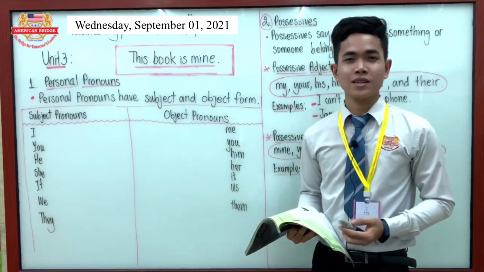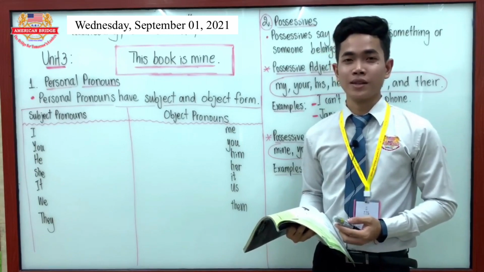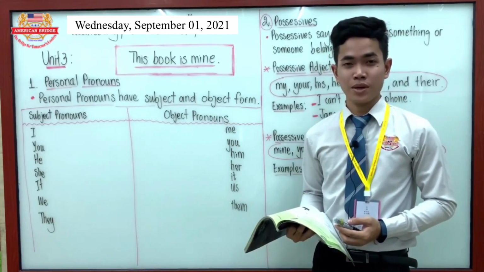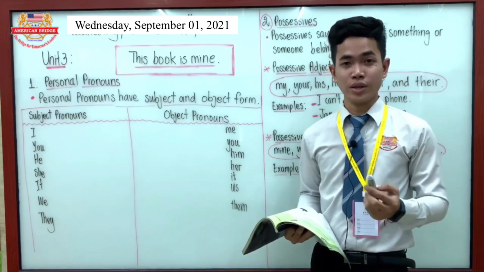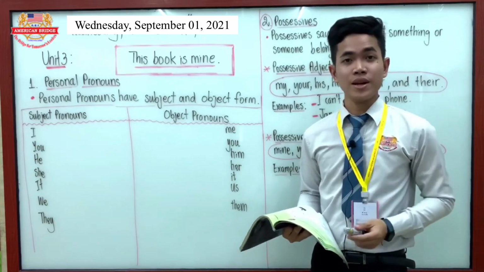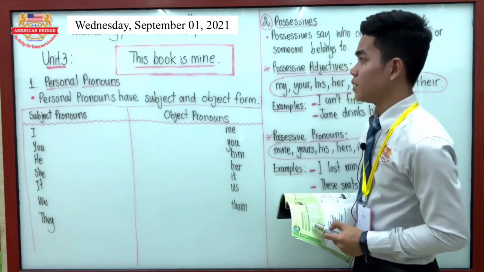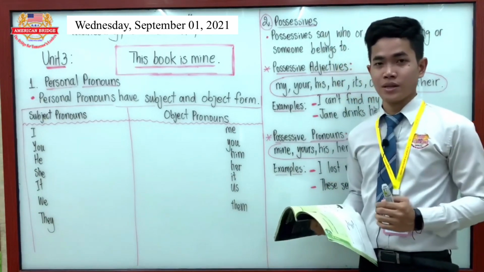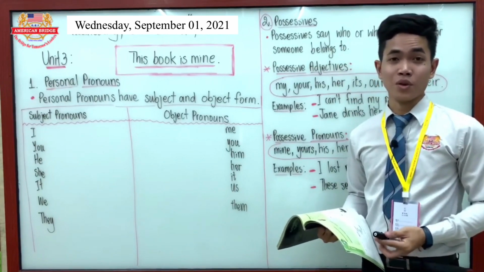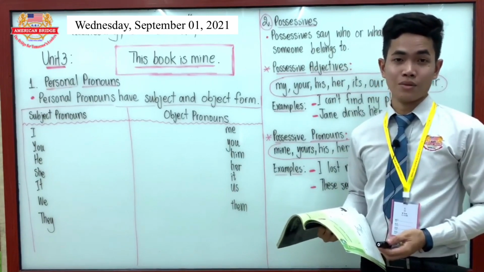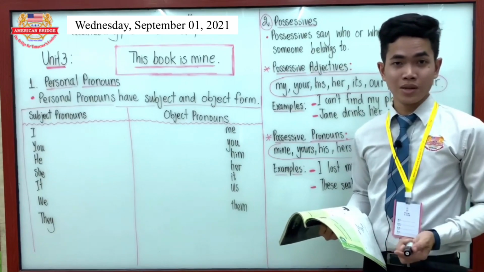In this second session, I am going to be teaching you about Grammar Galaxy 2. Our lesson today, we are going to start with our new unit, Unit 3. Our title today is This Book is Mine. When you hear the title, it is talking about someone's belongings or possession, right?